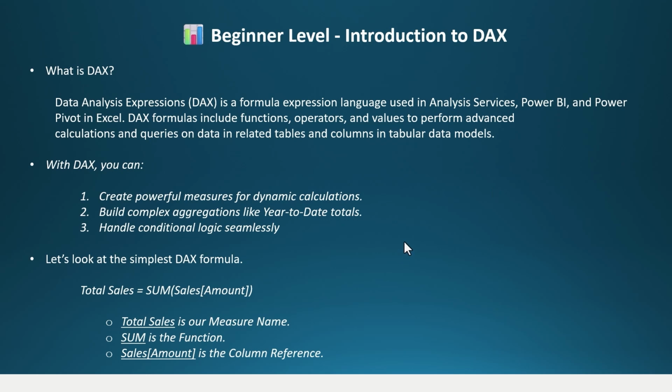Now let's take a look at a simple DAX formula and understand what exactly it looks like. For example, this is the DAX formula that I have here. The first section of the DAX formula is the name of our measure, which is total sales, followed by a function, which is the SUM function. We saw that a DAX formula includes functions, operators, and values. So the SUM function here is used to aggregate the field that we have here, which is the sales amount. So when we use the SUM function, we are asking DAX to sum the sales amount column. So let's jump into Power BI and recreate this particular measure that we just saw.